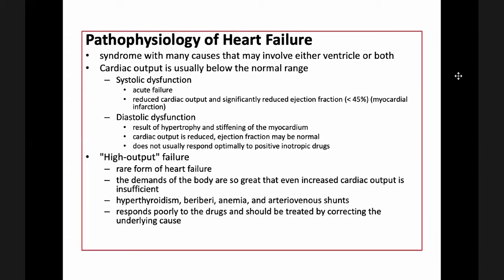So another important form of heart failure is your so-called high output failure. This is a rare form of heart failure where the demands of the body are so great that even increased cardiac output is insufficient. So this is seen in conditions like hyperthyroidism, beriberi, anemia, and arteriovenous shunts. And they would respond poorly to drugs. And they should be treated actually by correcting the underlying cause.